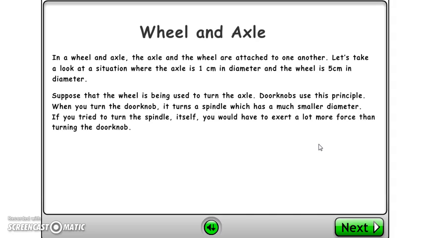Let's take a look at a situation where the axle is 1 centimeter in diameter and the wheel is 5 centimeters in diameter. Suppose that the wheel is being used to turn the axle. Doorknobs are an example of this principle. When you turn the doorknob, it turns a spindle which has a much smaller diameter. If you were to try to turn that spindle on its own, you'd have to exert a lot more force than you do just using the doorknob.